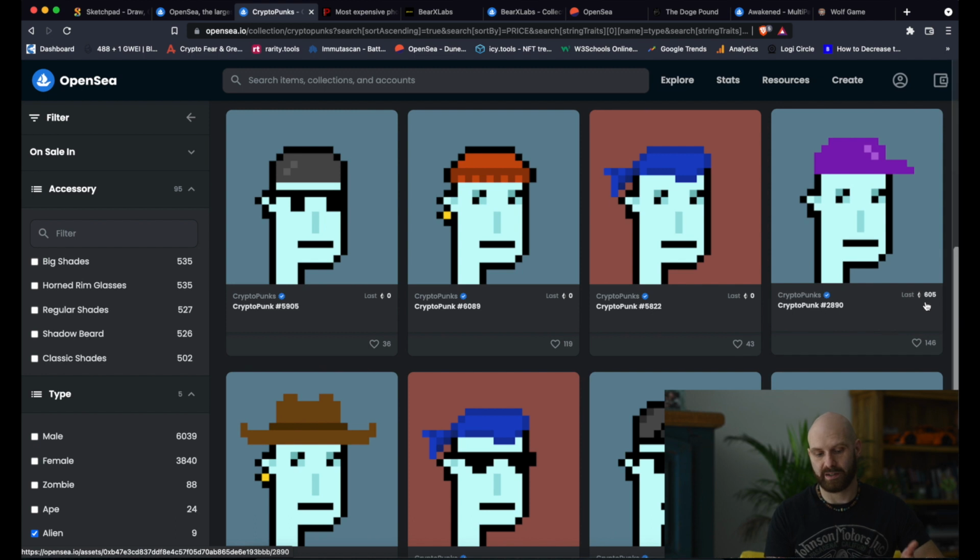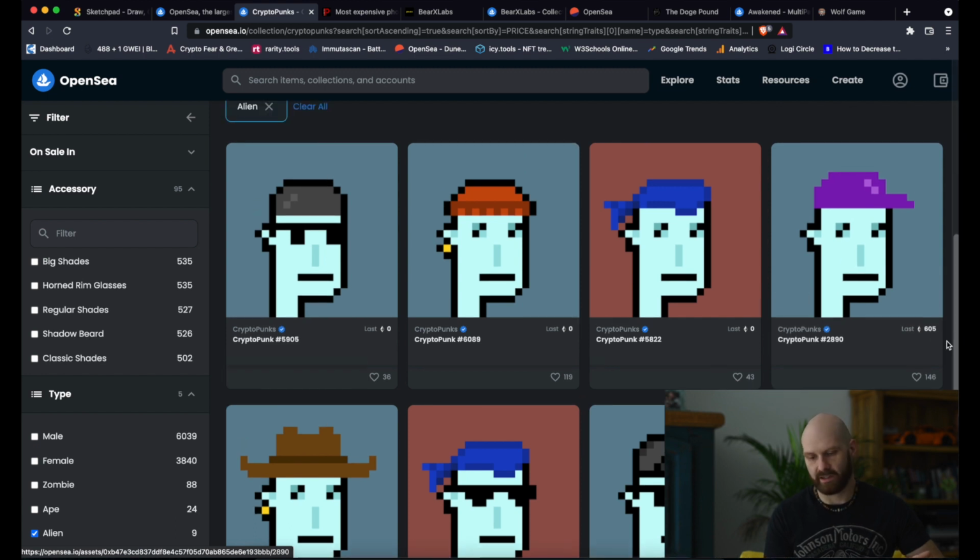For example, this one here sold for 605 Ether. Well, Ether is currently worth over $4,000 per coin. It was around $5,000. So you can see how much people are willing to pay for those NFTs.